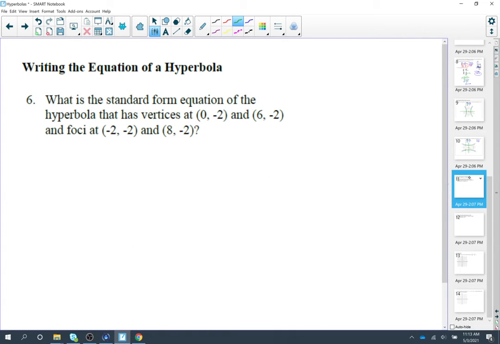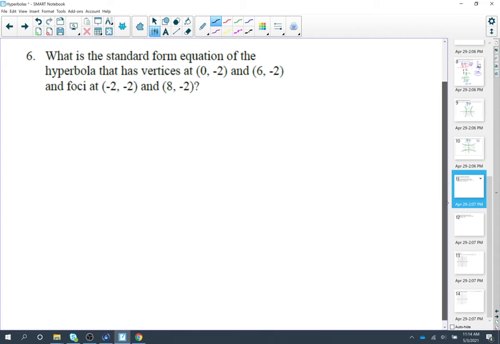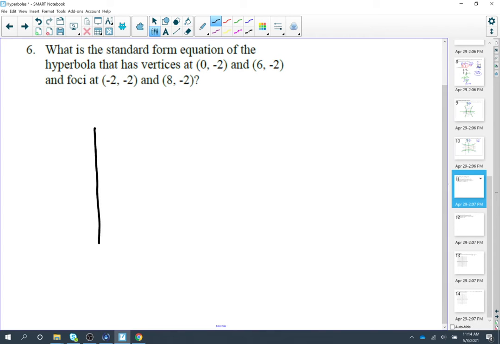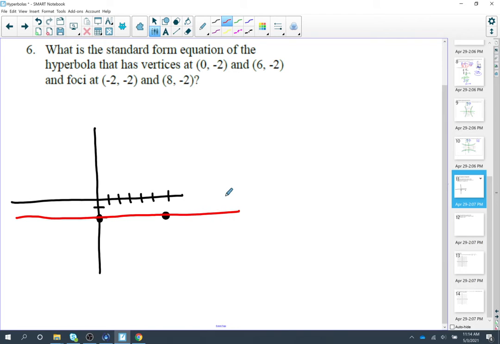Example 6. What is the standard form equation of the hyperbola that has the given vertices and the given foci? Starting out, we're going to make a rough sketch. Vertices are at (0, -2) and (6, -2). If those are my vertices, I know first of all that my transverse axis is lying right here, which means my hyperbola is going to go through my vertices and take on a shape that looks something like this.